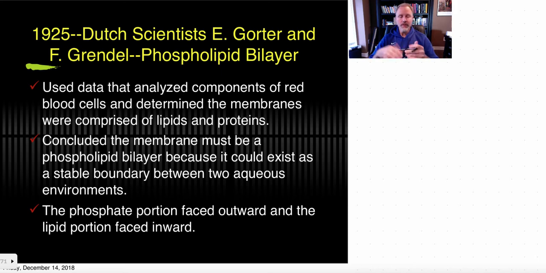And they figured that the phosphate portion of this bilayer must face outward because of the ability of it to interact with the water, and of course the fatty acid chains face inward within this bilayer because they're hydrophobic. Okay.